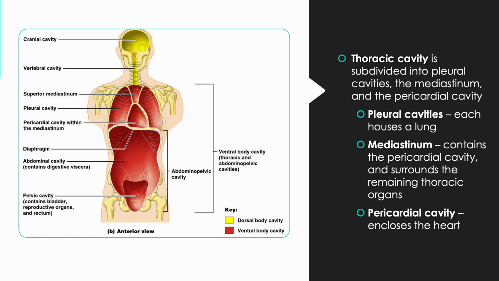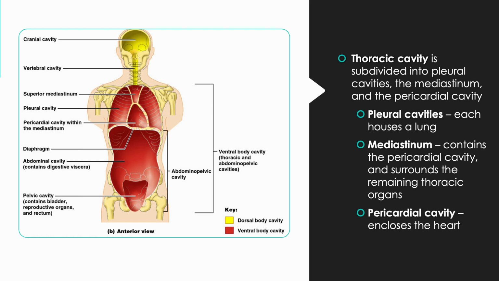The thoracic cavity can be subdivided into 3 smaller cavities: the pleural cavity, the mediastinum, and the pericardial cavity. The pleural cavity holds the lung. The word pleural refers to lung. Since we have 2 lungs, we have 2 pleural cavities, one on the right and one on the left, 1 lung in each. In the middle, top part of the lungs, right below your trachea, you have your mediastinum.